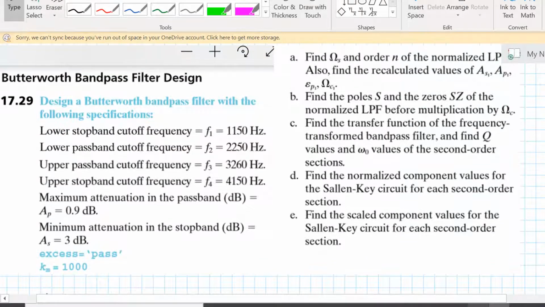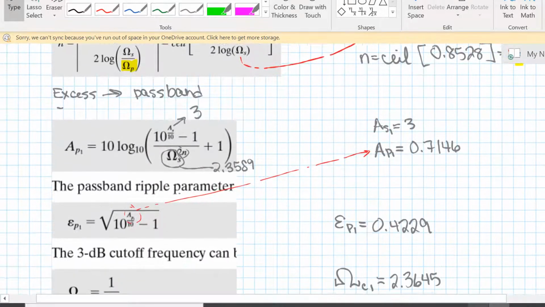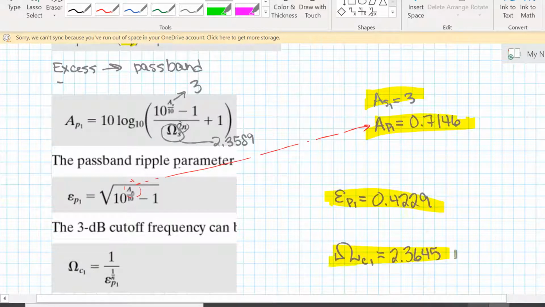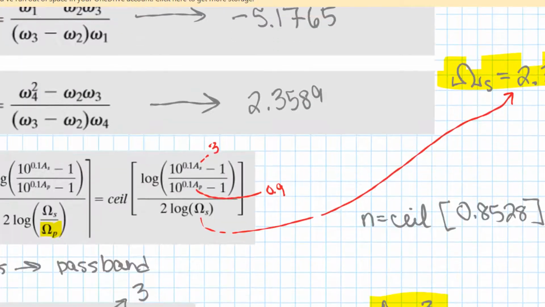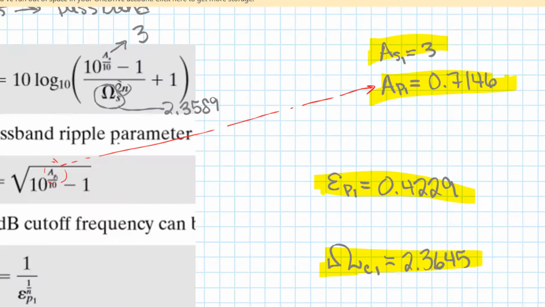I think that's part A. Yeah, so we found omega sub S, we found N, we found the new A's, and the epsilon and the capital omega. I'm just going to check and make sure those are right. So here's the answers from the back: 2.3589, 13.7146, 0.7146, 2.3589, 0.4229, 2.3645. Okay, good. All of that is good.